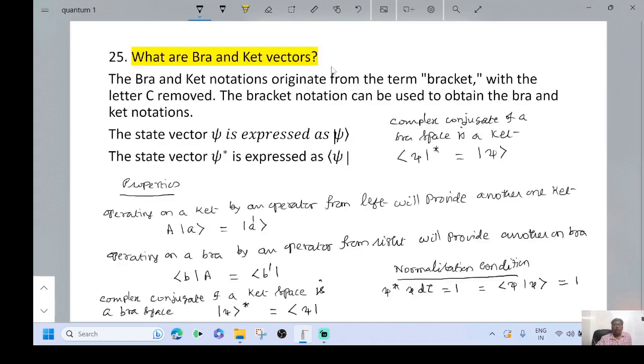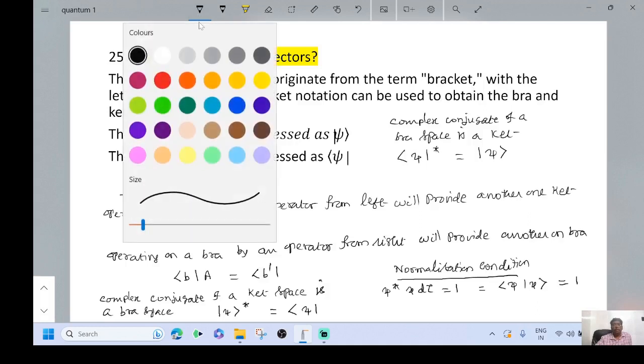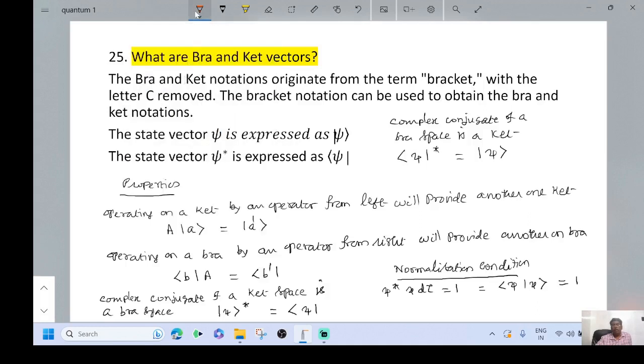What are Bra and Ket vectors? The Bra and Ket notations originate from the term bracket with the letter C removed. Write the word bracket, B-R-A-C-K-E-T. If you remove the letter C, we can get Bra and Ket.